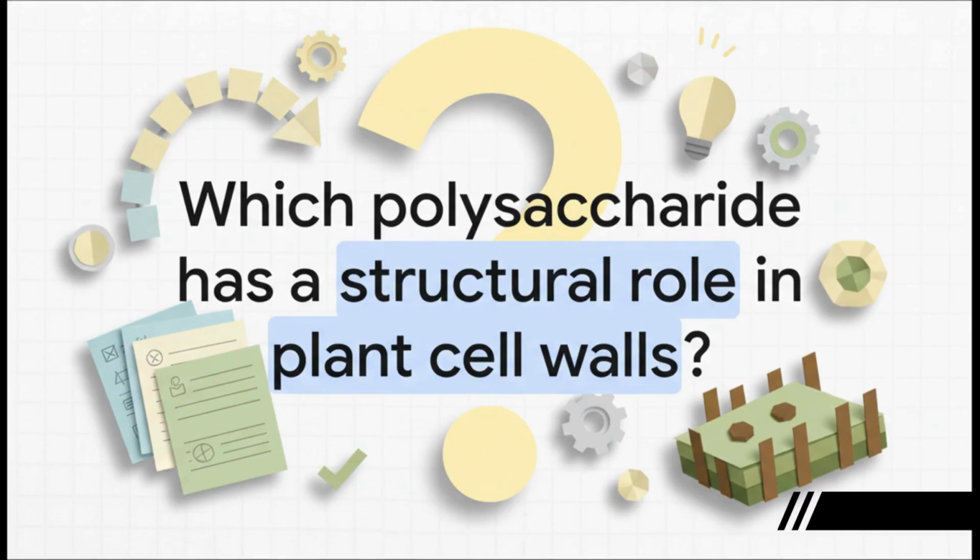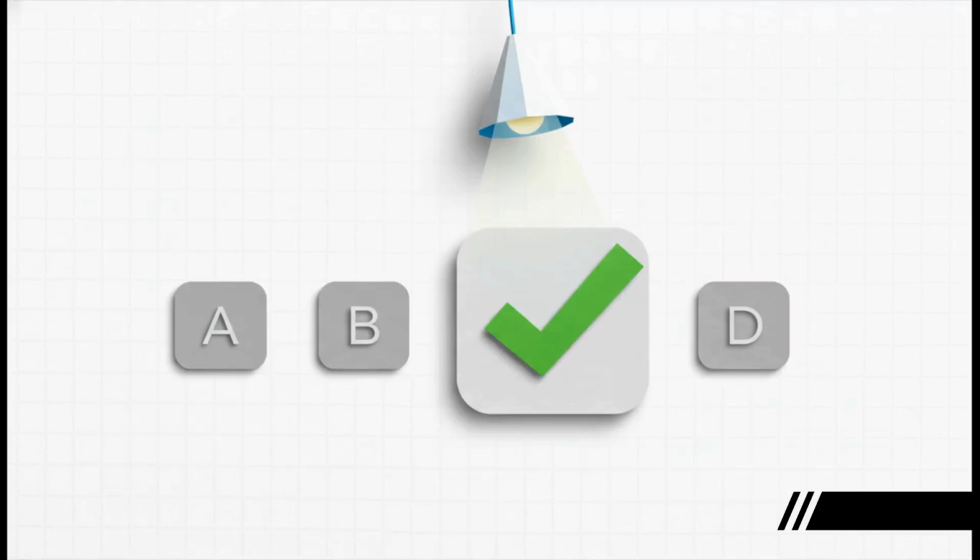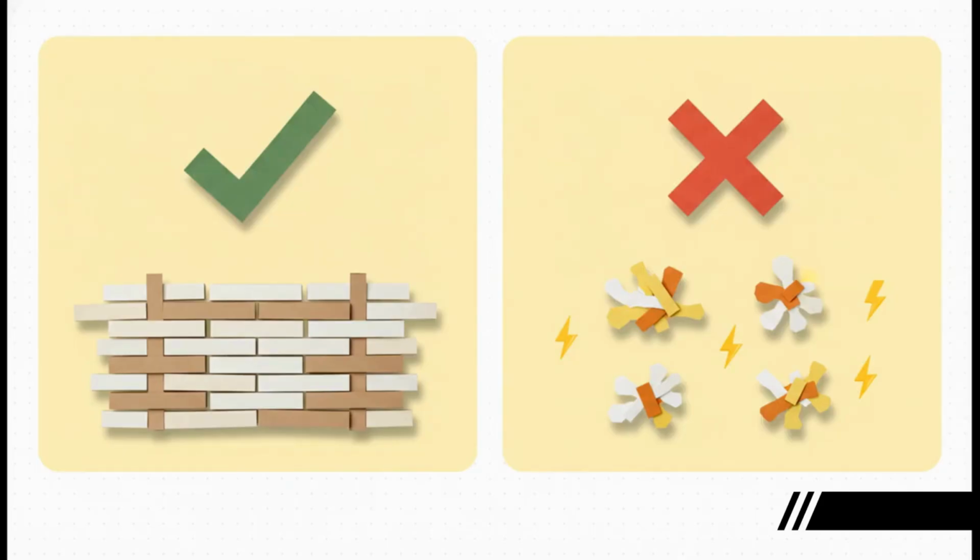It's a really simple, low-stakes way for the student to check their own understanding right then and there. And the correct answer is, of course, C, cellulose. But just knowing the right answer, that's only the first step. Because here's the most important part.